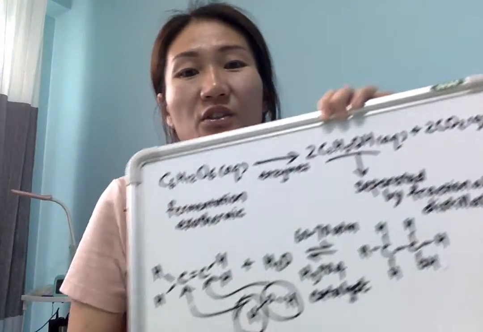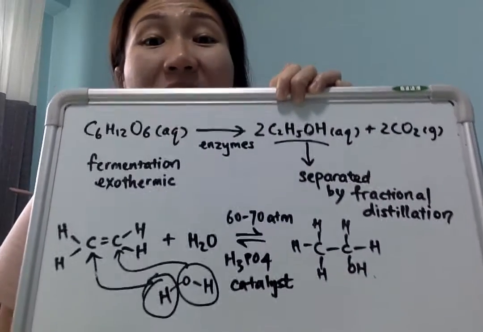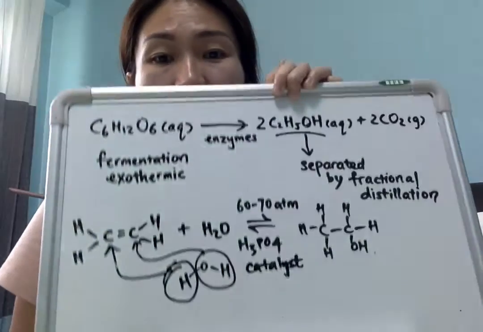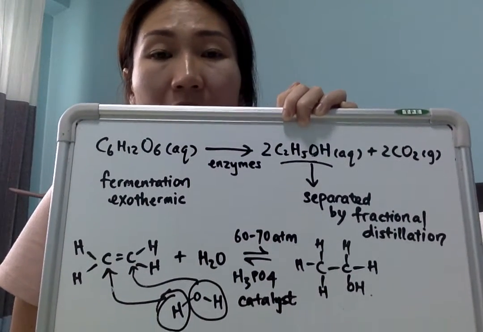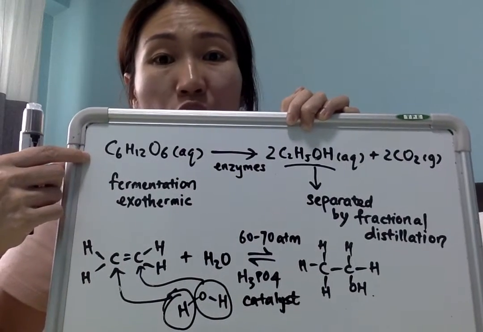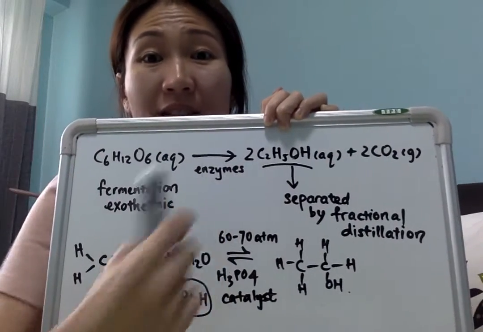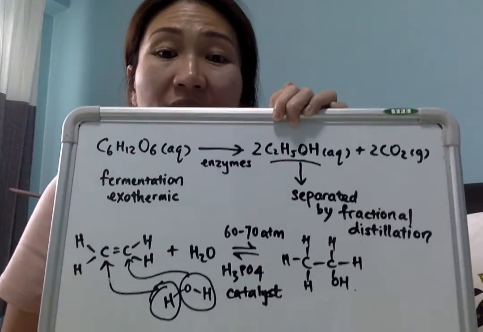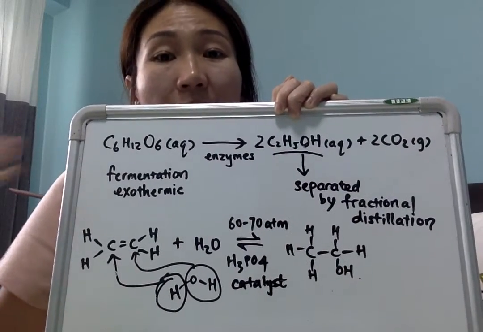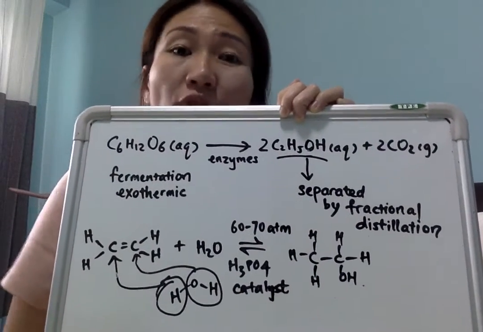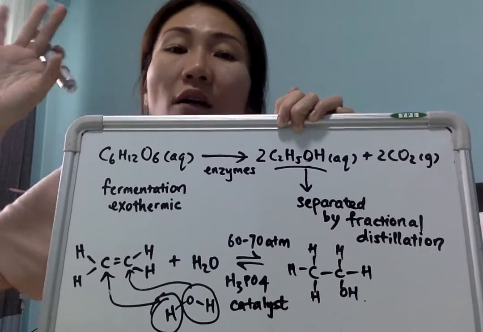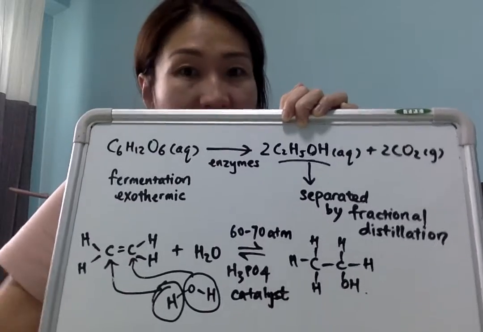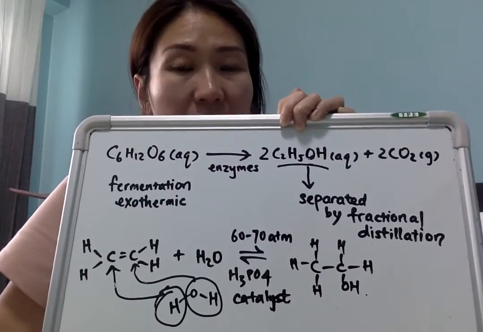Hello everybody. Today we are going to look at two ways of obtaining ethanol. The first way is a biological way where sugar is allowed to ferment in the presence of yeast. There are enzymes in the yeast which cause fermentation to occur. Fermentation takes place in the absence of air. Oxygen is not present during fermentation.